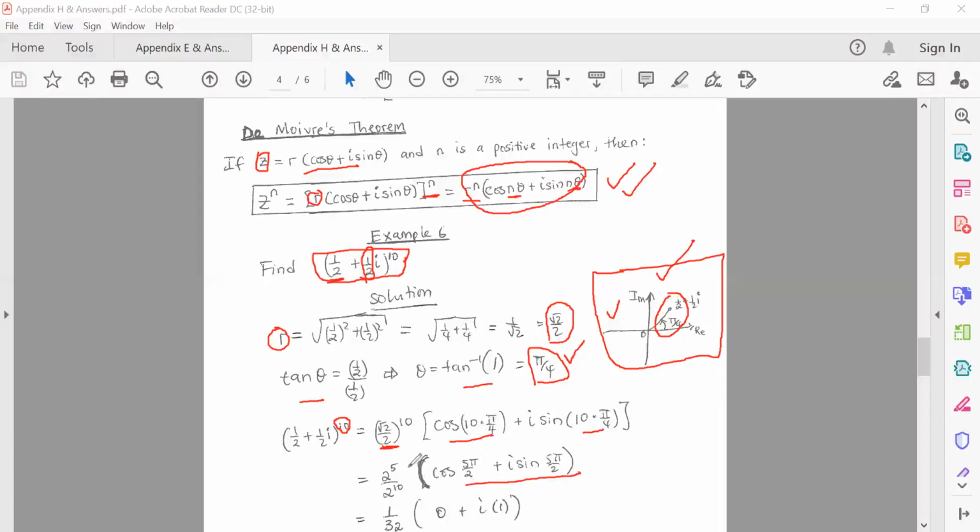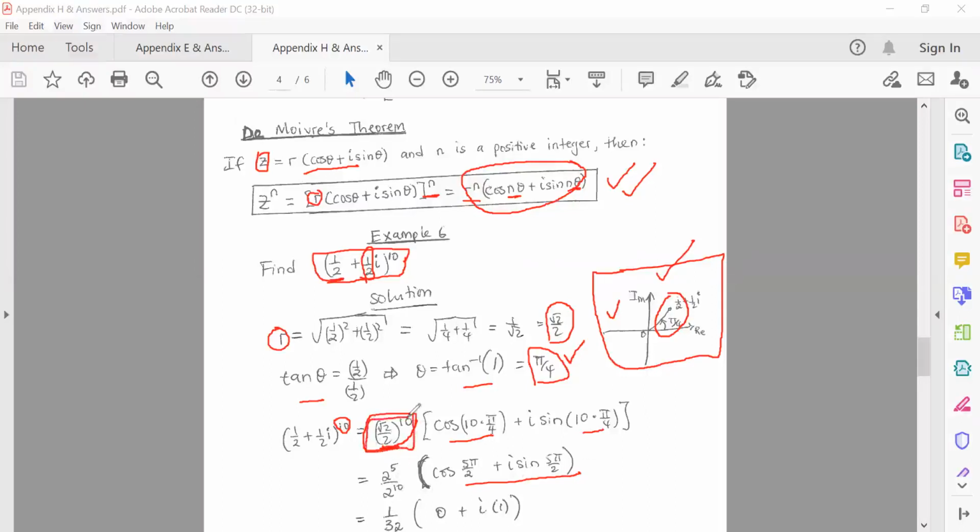I see most of the time I test, people don't simplify this piece here. They think, oh, this number is too big for me to simplify. You have to simplify as much as possible, right? Root 2 to the power 10 just becomes 2 to the power 5. 2 to the power 5 divided by 2 to the power 10 is just 1 over 32. All right. You have to simplify this as much as possible.